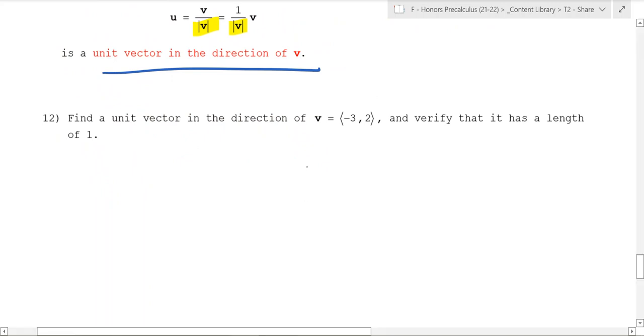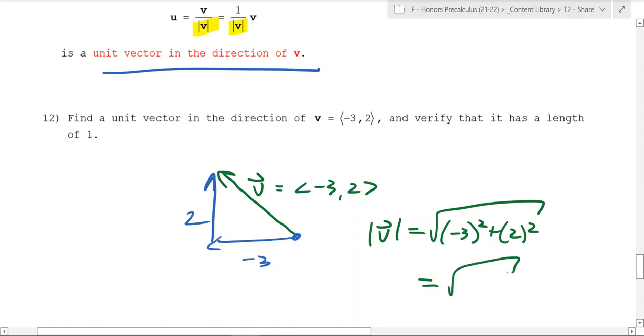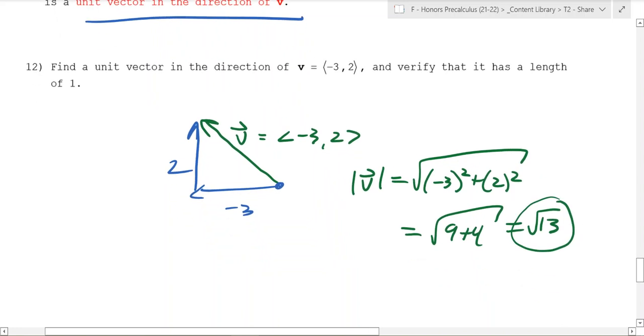So if we go in that direction, we can just draw this here. If we started here, I'll put it down here to have space. Back 3, up 2. So this vector right here is vector v. That vector v is negative 3, 2, because it's gone back 3 and up 2. What is the magnitude of v? Well, that's going to be the square root of negative 3 squared plus 2 squared, which is the square root of 9 plus 4, which is the square root of 13. So this is not a unit vector because it has a magnitude of root 13.